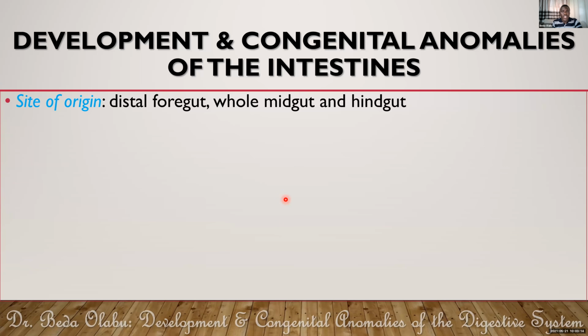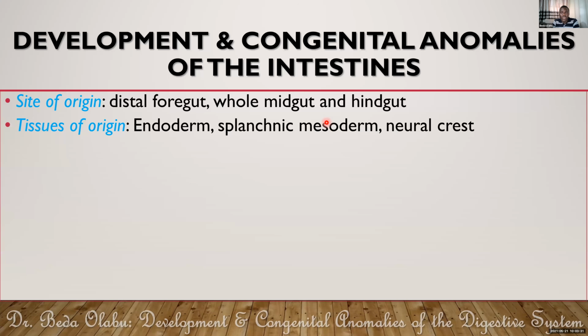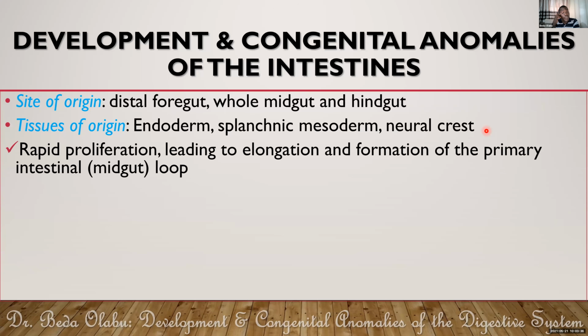Let's make a summary of intestinal development. So site of origin is the distal part of the foregut. That one only applies to a small portion for D1 and D2. Then the whole of the midgut and the whole of the hindgut gives you intestines. Tissues of origin, we have overemphasized that one. In terms of sequence, there's rapid proliferation, and that causes elongation and formation of the primary loop. The loop largely is at the level of the midgut, and so we can call it the midgut loop.